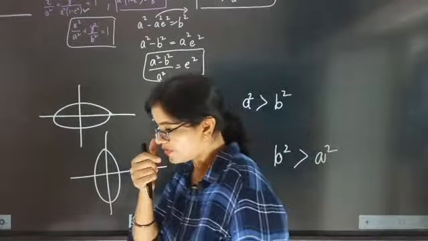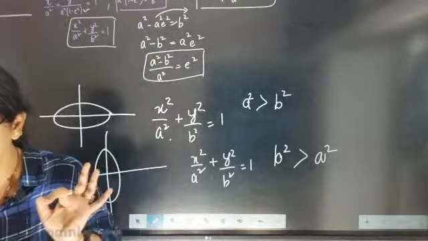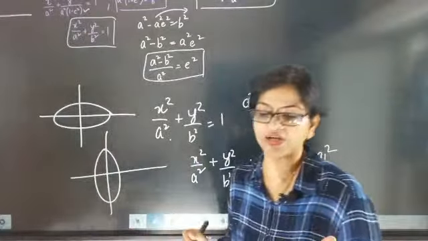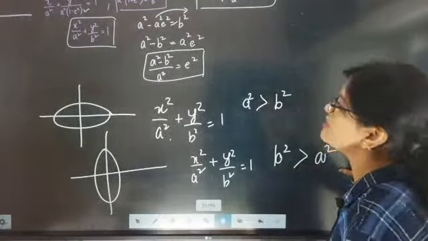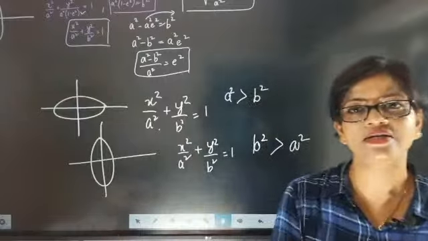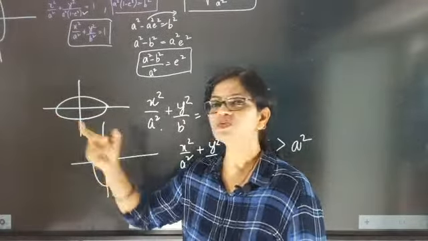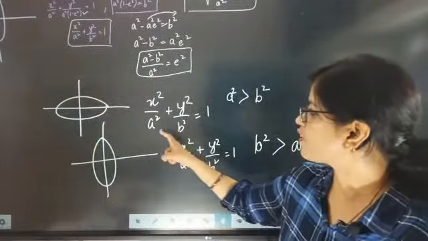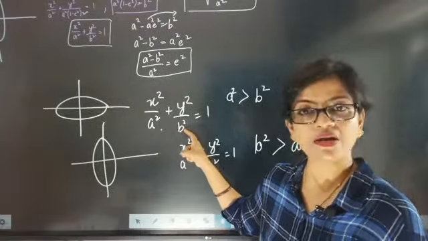That time b square will be greater than a square. You have to remember this very important point. I don't want any mistake in this section. Simple content I have discussed, and that is ellipse: when major axis will be on x-axis, then coefficient a square will be greater than b square.